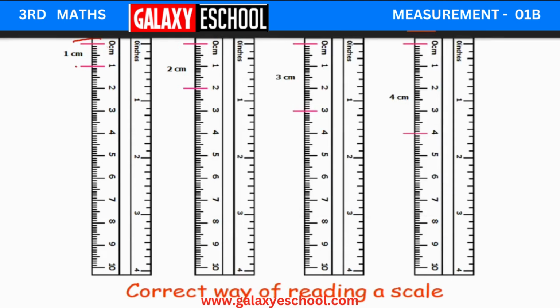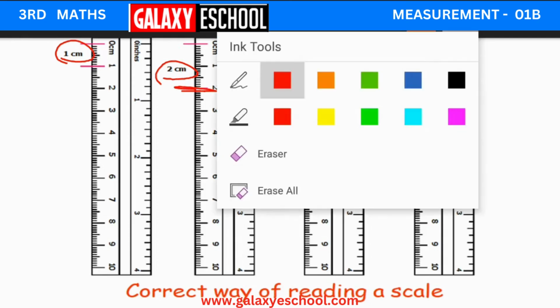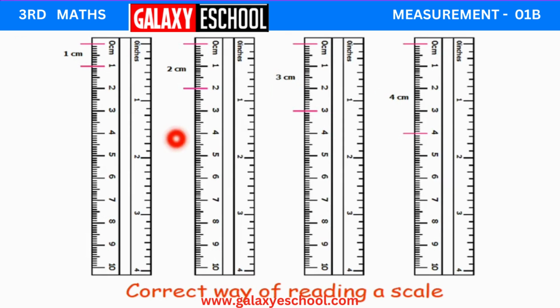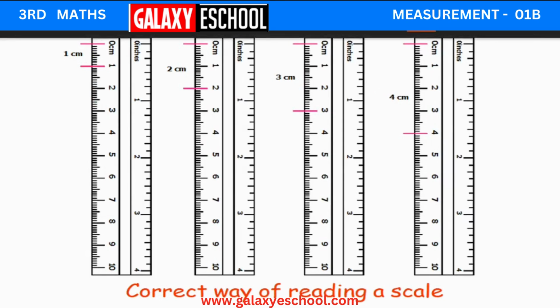Now from 0 centimeters, suppose I am measuring the length of a small chocolate. If it ends at 1, it means that the length of the object is 1 centimeter. If it ends at 2, the length is 2 centimeters. If it ends at 3, the length is 3 centimeters. If it ends at 4, it would be 4 centimeters. Understood? What should we do while reading using a scale? While measuring using a scale, we have to make sure that one of the end points is coinciding with the 0 centimeter line. You have to place your object like this, children.